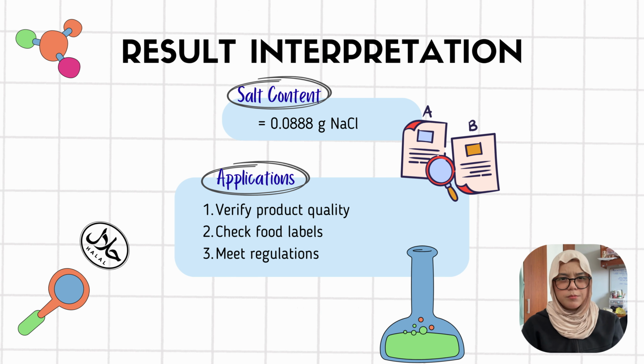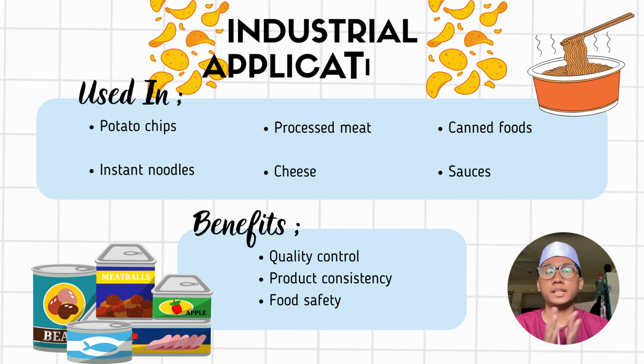This information can be compared with product specifications and nutritional labeling requirements. If the measured salt content differs significantly from the expected value, corrective action can be taken during manufacturing. Therefore, salt determination plays an important role in quality control and product standardization. Next, I will explain the industrial application of determination of salt content in food products.